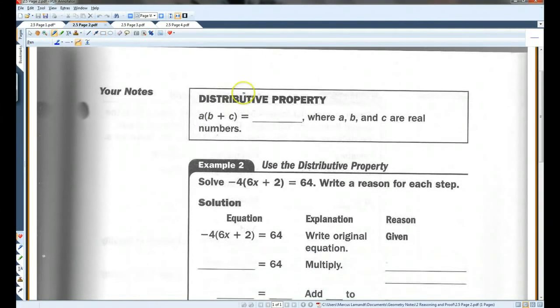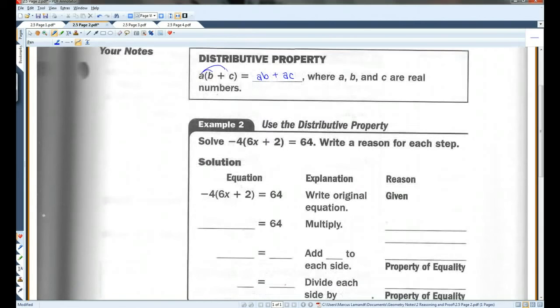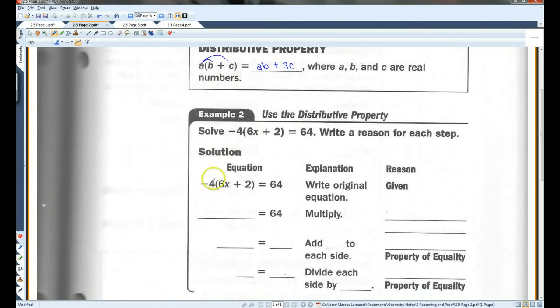Distributive property. If you have a times some quantity b plus c, you can distribute the a and get a times b plus a times c, where a, b, and c are all real numbers. So, for example, if we're given this equation, first thing you want to do is distribute the negative 4. So I have negative 24x minus 8 equals 64. This is the distributive property.